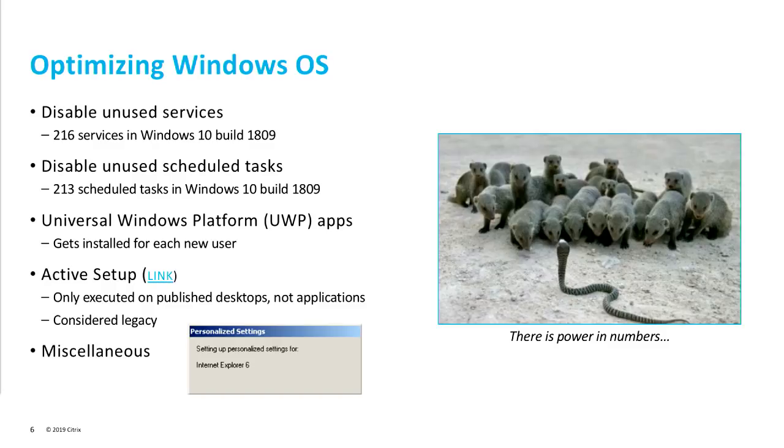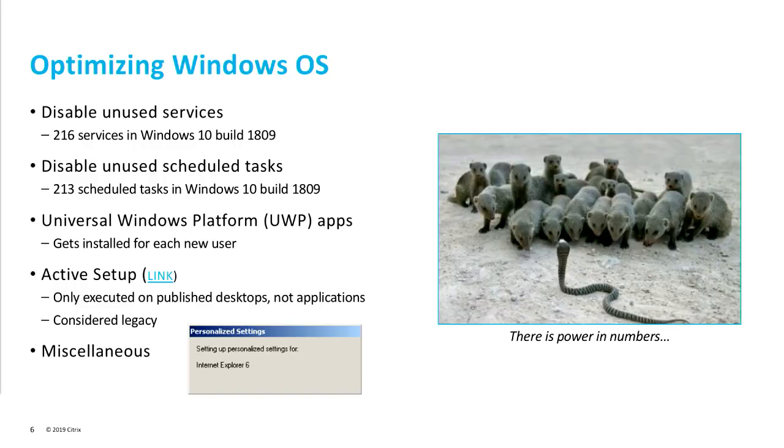Now, one of the annoying things about Active Setup is that it's being triggered by Explorer.exe. It's the child process of the shell. But what happens if you don't have the shell is that this is never executed. So if you run a published desktop, you are going to get configuration from Active Setup. If you run published applications, you are not going to get it. So we recommend disabling Active Setup. Have a look at what you have there. Maybe you need to use it, but if you don't, just delete it.